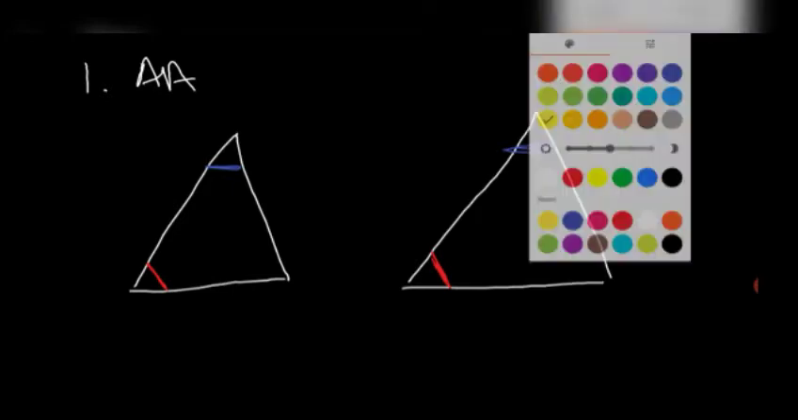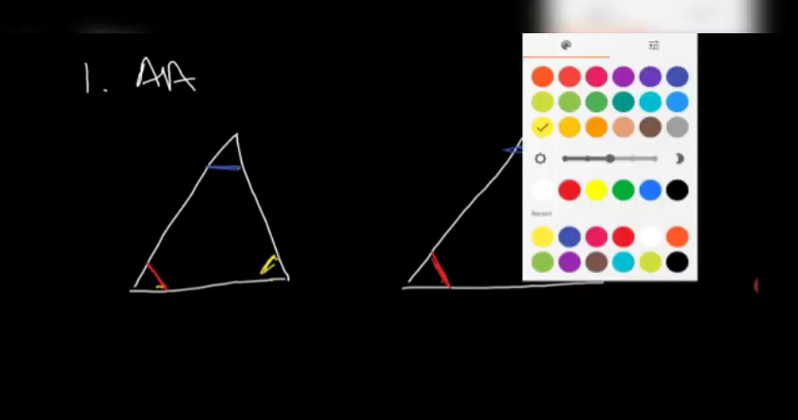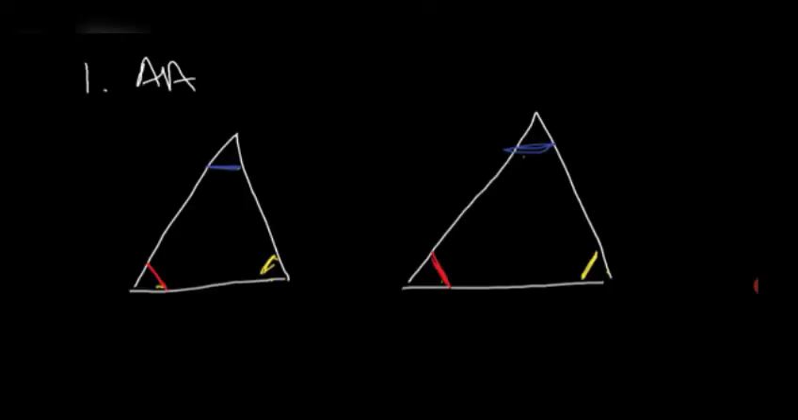So if two angles are equal, then automatically the third angle is equal. Why? If this is x, this is x, this is y, this is y, then this will be 180 minus x minus y, and this also will be 180 minus x minus y. So both are equal, all angles are equal, and so these triangles are similar figures. The second criterion is SAS.